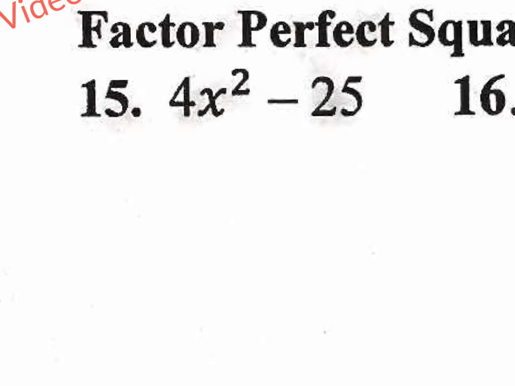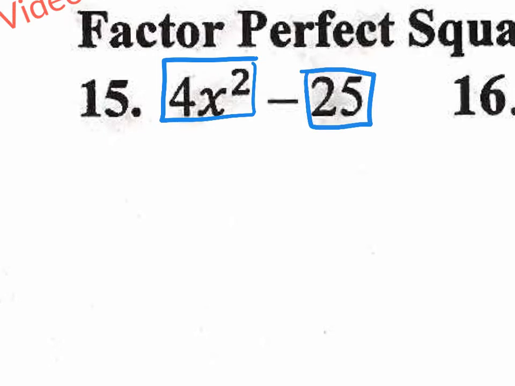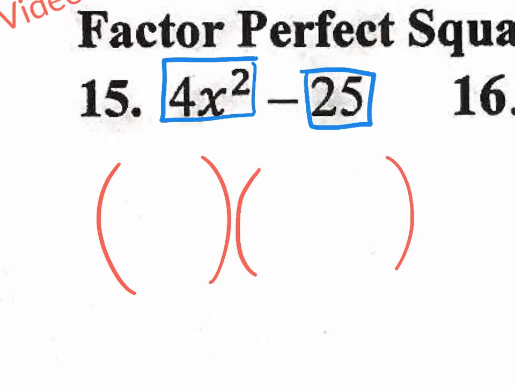So on number 15, you have to recognize that there's a perfect square term here and a perfect square term there. When you have perfect square terms like that, you can use a shortcut and simply square root the 4x squared, and you'll end up with 2x, and you square root the 25, and you end up with 5, and you repeat it, 2x and 5.